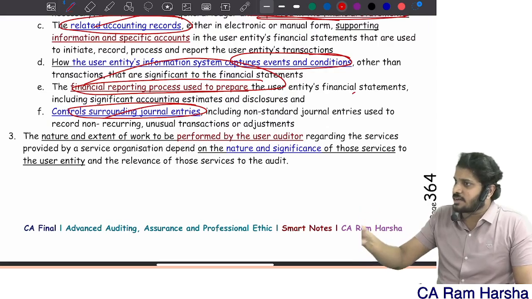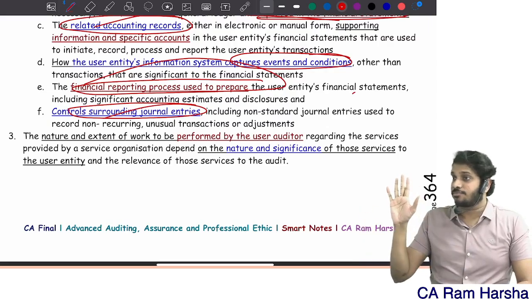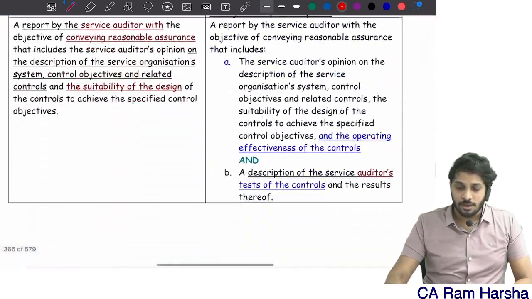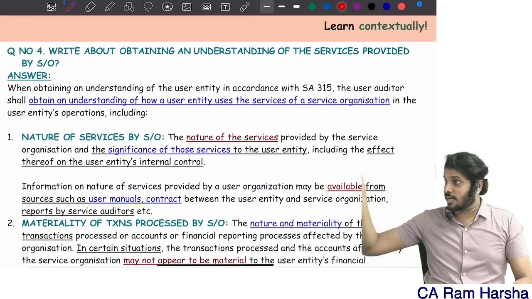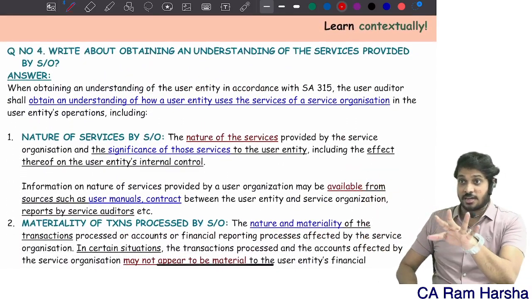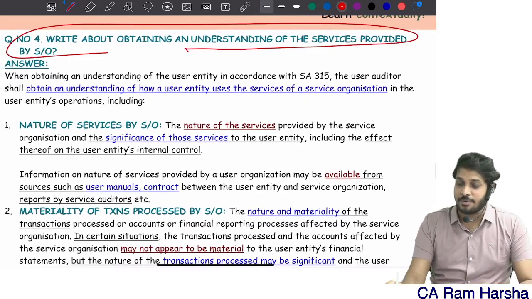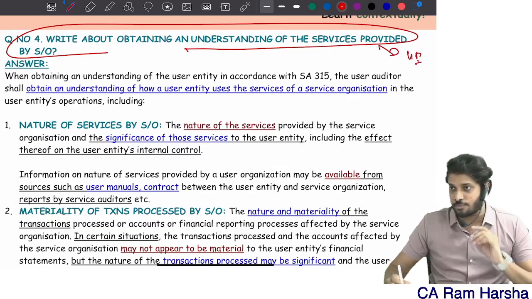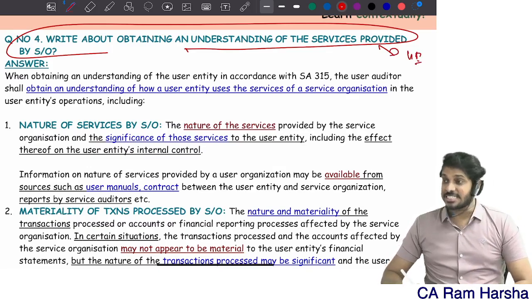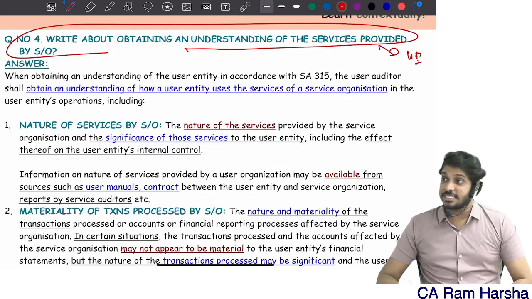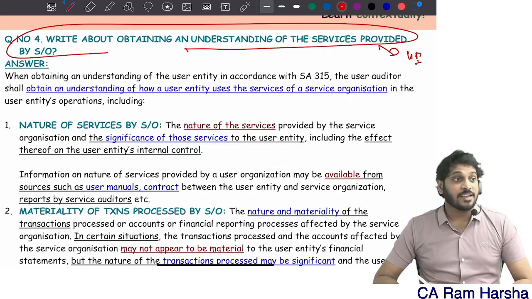Is that service relevant for the auditor? No. You are getting the point? Now, okay, you understood they are providing some services, and you understood that they are relevant. What do you need to understand now? You need to understand the services provided by the service organization. This was asked many times for 4 marks: write about understanding of services provided by the service organization by the user auditor.